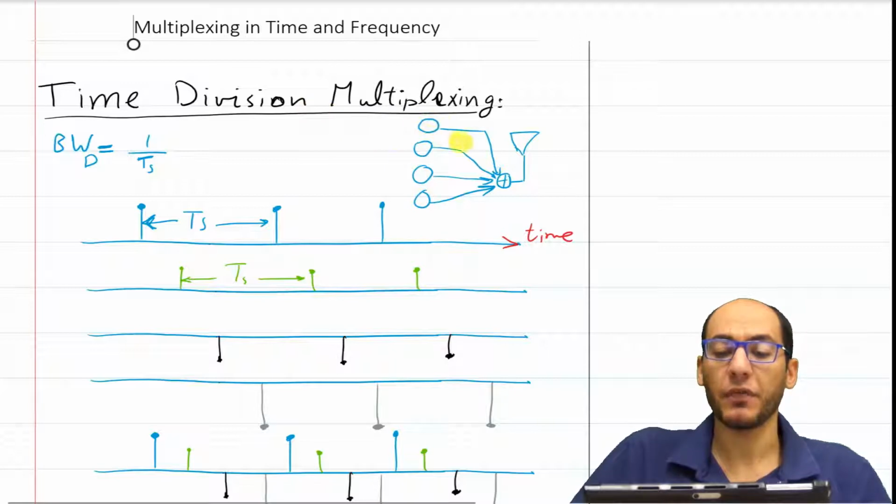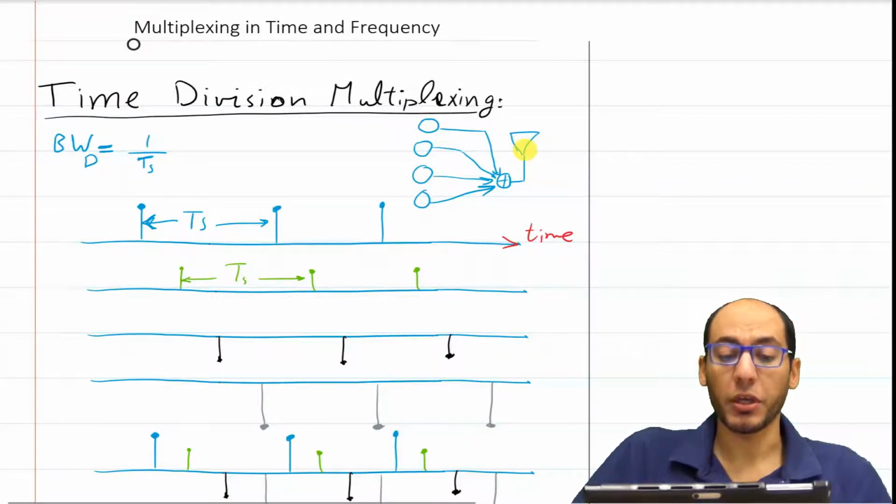Let's assume that I have a single antenna and I have 4 users, and I need these 4 users to transmit their data using this antenna simultaneously. Well, of course they're going to interfere with each other. Why? Because they cannot use the same antenna together. Only one user can use the antenna.